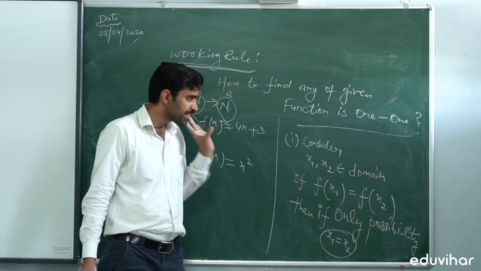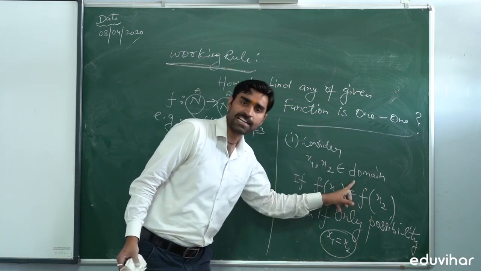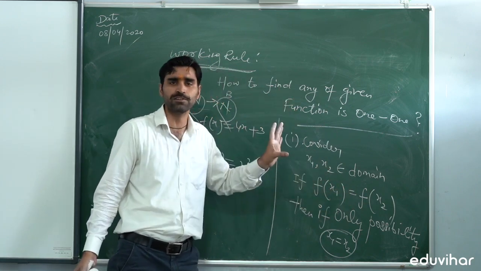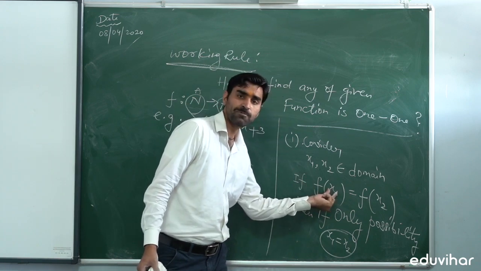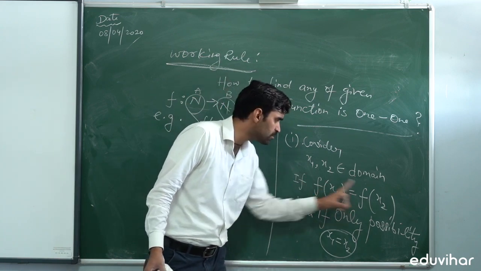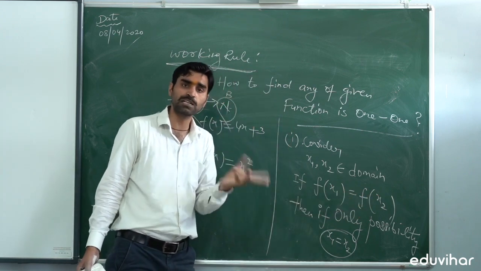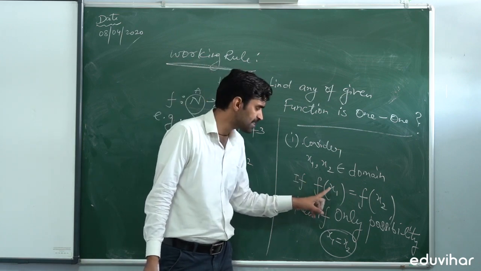What we say, if x1, x2 belongs to the domain, it can be natural number, real number, whole number, integer, it can have any of the value. Then if value of the function at the point x equal to x1, that is x1, x2, where did we take x1, x2 from? From the domain. What is the domain? Natural number, whole number, whatever is given.